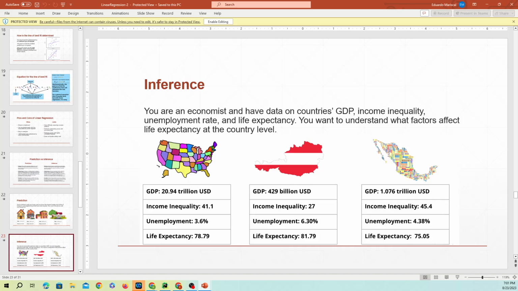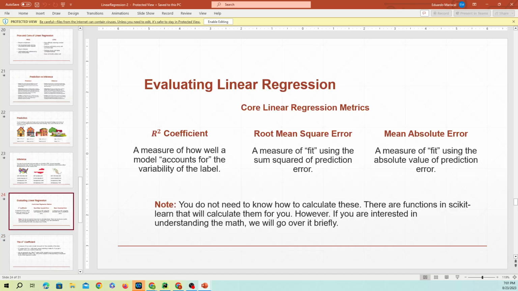How do we evaluate our model? How do we evaluate our linear regression? The core linear regression metrics. For linear regression, we can use three different performance tools. We can use the R-square coefficient, which measures how well a model accounts for the variability of the label. The root mean square error measures a fit using the sum square of prediction error. Mean absolute error measures a fit using the absolute value of prediction error.